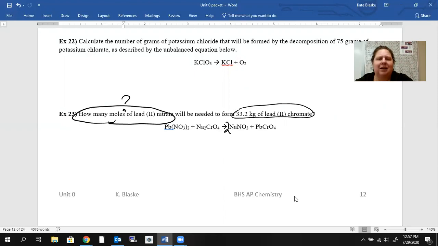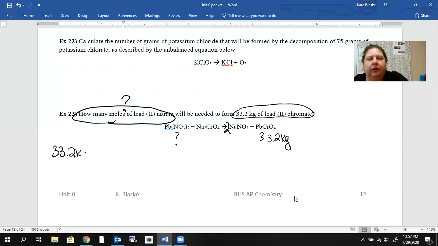Lead 2 nitrate is this guy. So we're trying to figure out how many moles of that one we need. And if we're forming 33.2 kilograms of lead 2 chromate, well, lead and chromate are here. So I'm starting with 33.2 kilograms of that guy. So anytime you're doing stoichiometry, you start off with a number that they give you. So I've got 33.2 kilograms.